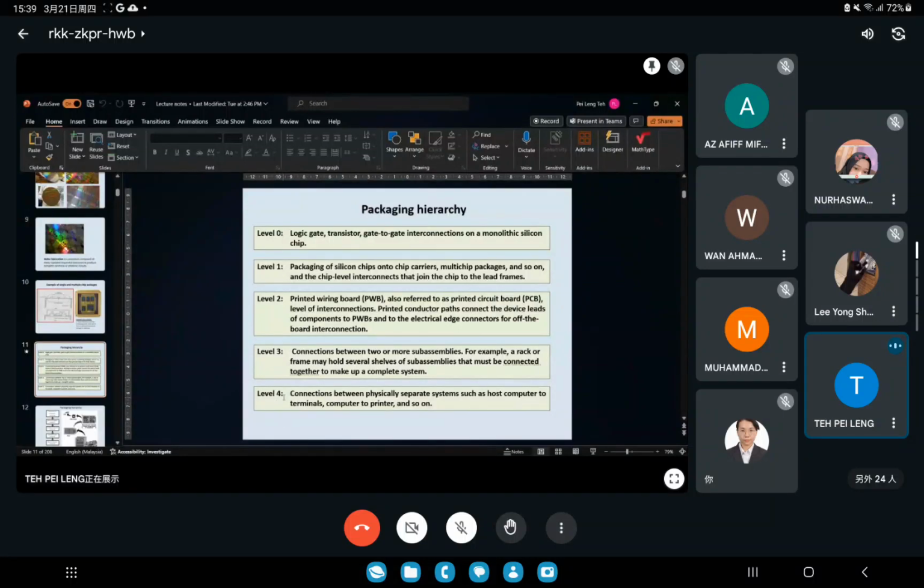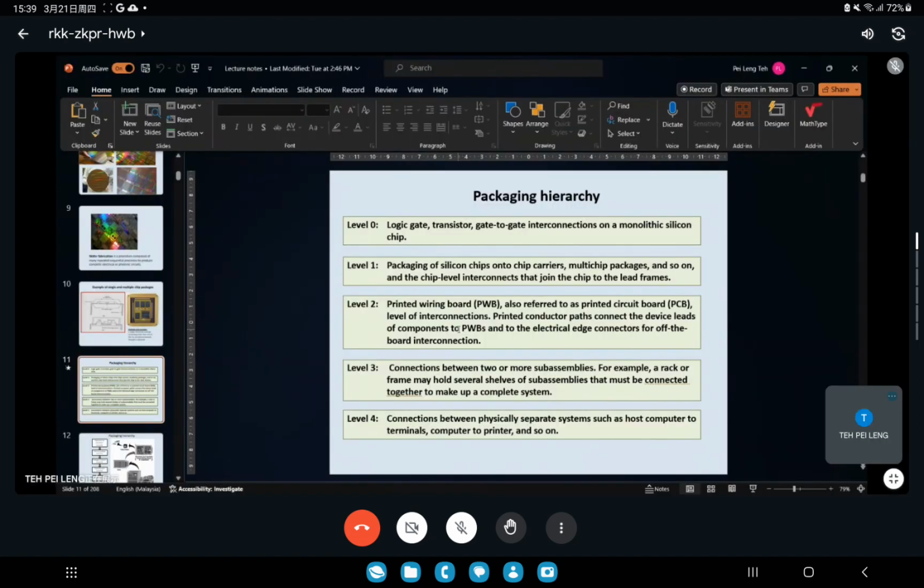There is level 5, yeah, up to 4 only. And this one is used internationally. No matter where you go, when you are working on the motherboard, to assemble the motherboard, the motherboard assembly process is level 2. So when you say you're working in level 2 interconnection packaging, they will know you are at the motherboard assembly process. Okay, so let's see what is level 0.